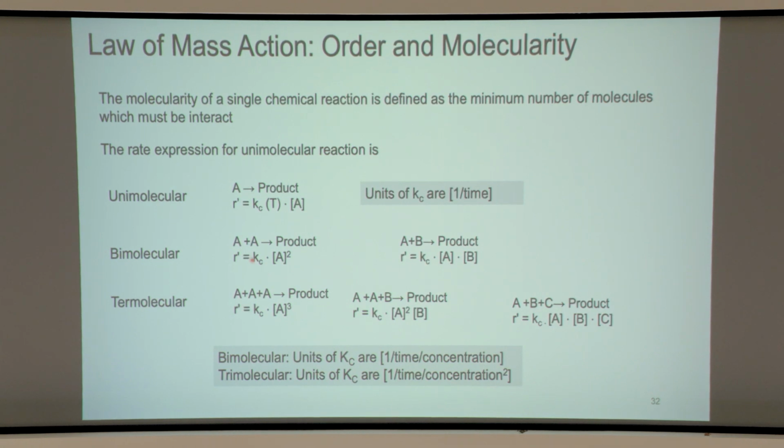Bimolecular reactions, if you have A plus A going to products, its rate of reaction is k times the concentration of A squared. If it's A plus B, it's k times the concentrations of A and B. And termolecular reactions, same thing. If you have 3 reactant A molecules, you have to raise them to the power of 3, and so on. Now, most of the time in our elementary chemical reaction set, whenever we make a chemical kinetic model, it's a list of elementary chemical reactions. We typically only have unimolecular and bimolecular reactions. You will not find termolecular reactions.